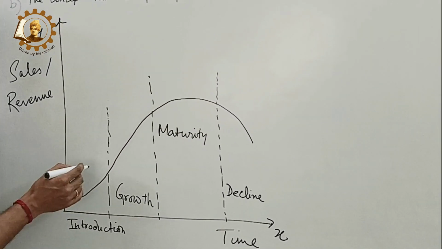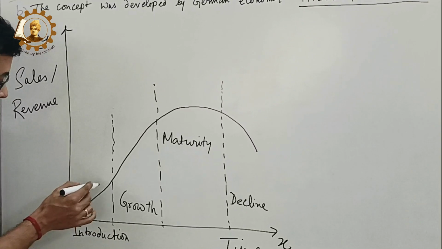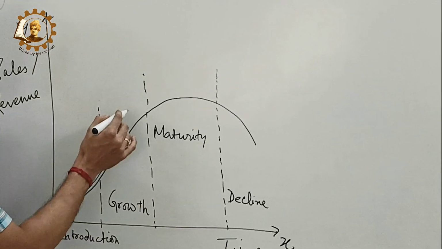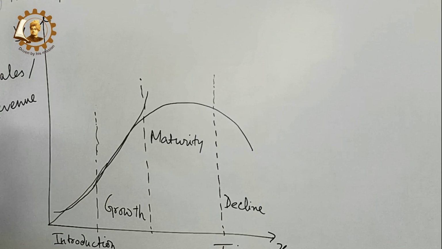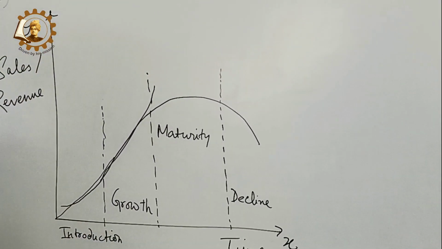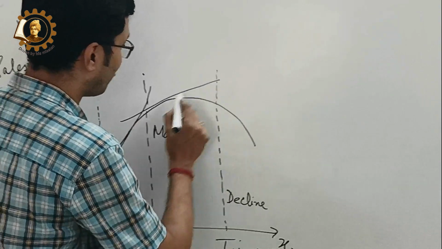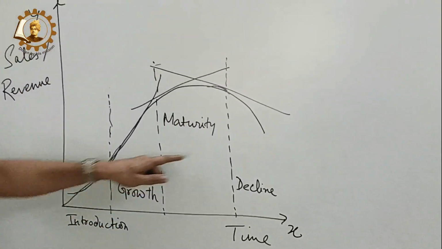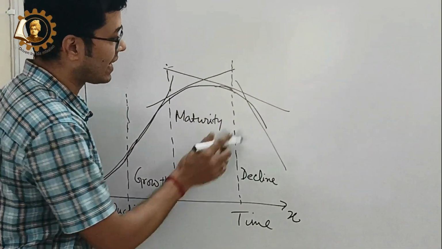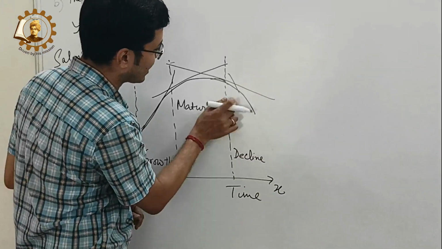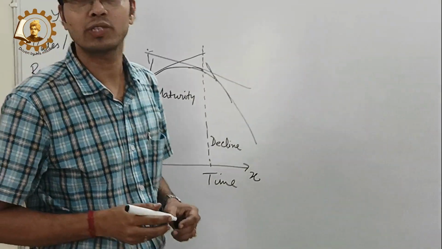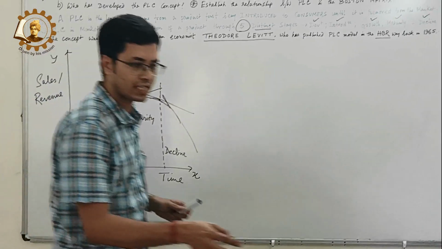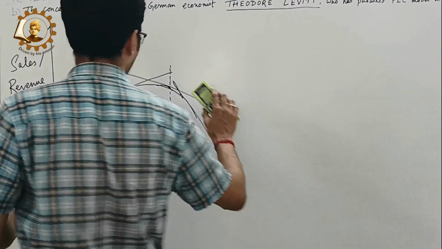What you see is, if you make a tangent in the introduction phase, it will be flatter, right? In the growth phase, it is steeper. In the maturity phase, again, it is flatter. And in the decline phase, it is again steeper. So what is happening is, introduction is a slow phase, right? Just remove the tangent so that it is clear for you.